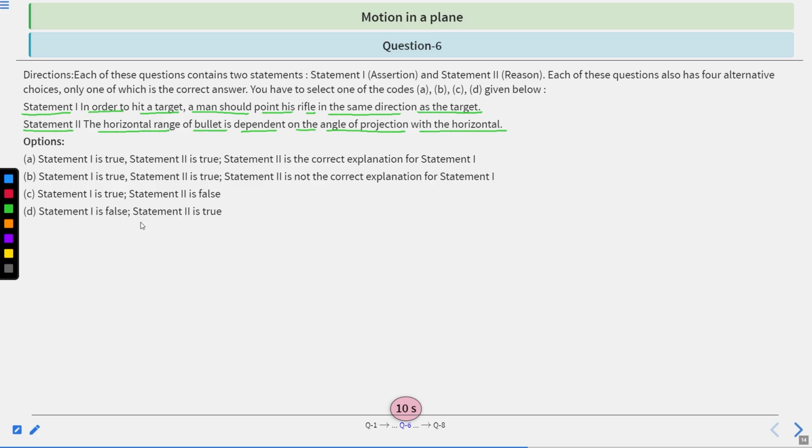Which option is correct? You have 10 seconds to solve this question. After 10 seconds, we will provide the solution.